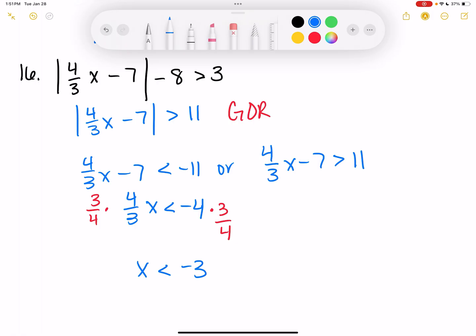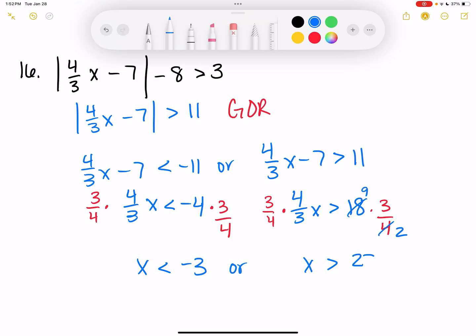So x is less than negative 3, or I'm going to add the 7 over here. 4 over 3x is greater than 18. I'm going to multiply by 3 over 4. So x is greater than, let's see, 4 and 18 reduced to 2 and 9. So what is that, 27 over 2? Or for the purpose of thinking about it, x is greater than 13 and 1/2, if you need to think about it like that for the purpose of graphing.